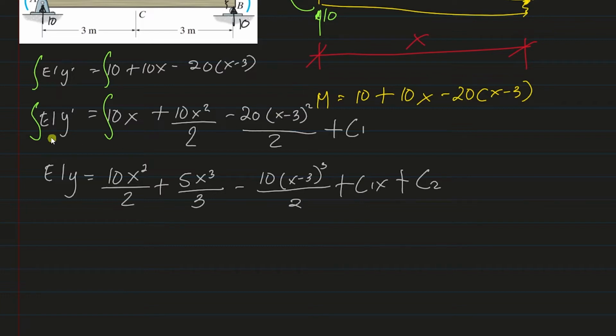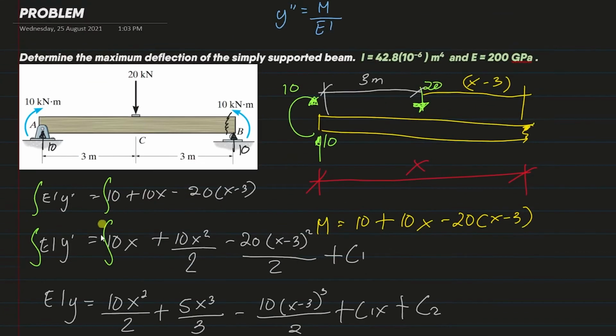At C1, this is the slope equation. Okay? Slope equation, because y prime is also called the slope, dy over dx. Now, if we look at the beam here, is there a section where we know the slope?